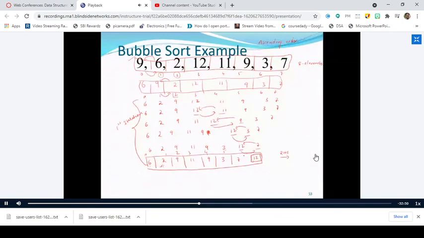now you again start the second iteration with 0th element and first element, that is 6 and 2. Again, perform the same operation. It becomes 2, 6, 9, 11, 9, 3, 7. So at the end of the second iteration, what happens is the second largest element, that is 11, will be placed as the second element from the right hand side. Right. So you continue this process until all the elements are in the sorted order.